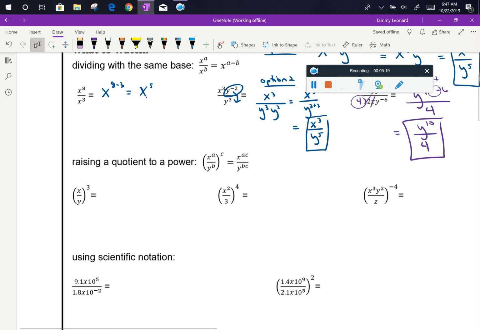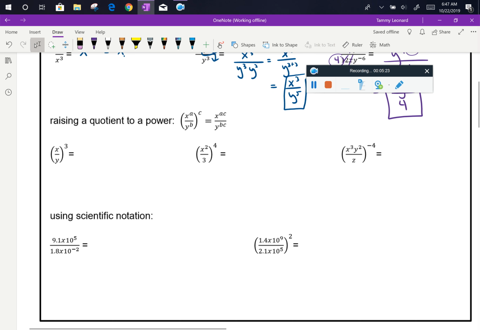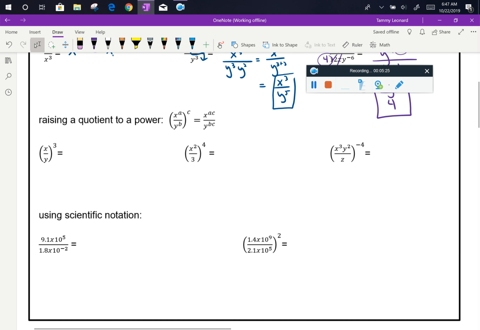Next, we have the rule of raising a quotient to a power, and this is the exact same idea as raising a product to a power. It basically says that when you have a division problem inside parentheses, and that whole division problem is being raised to a power, you could instead raise the numerator and denominator to the powers separately.